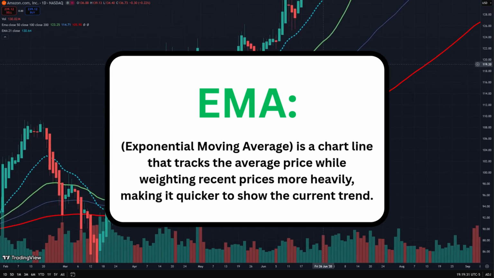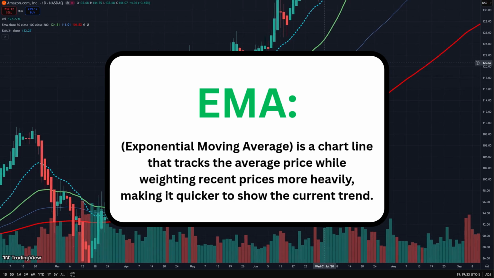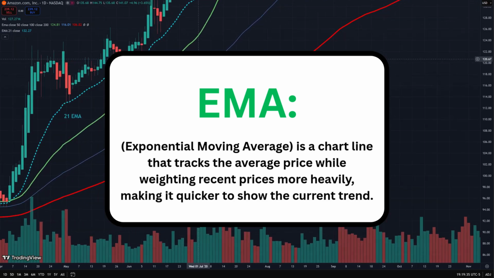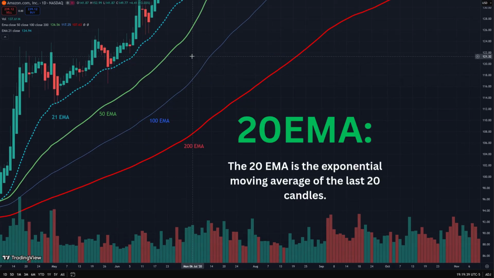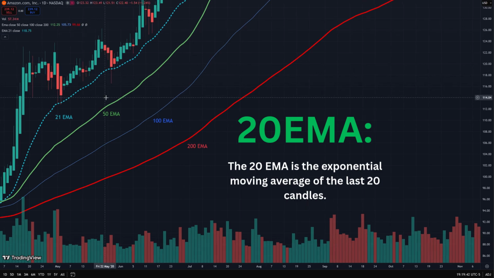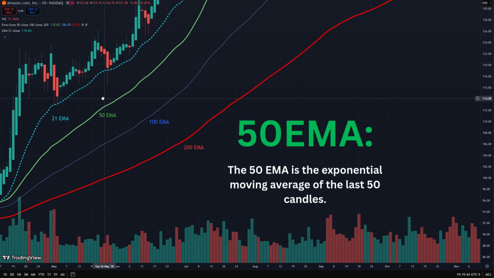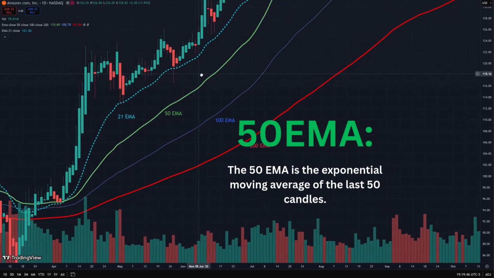What EMA means. EMA stands for Exponential Moving Average. A moving average is simply the average price over a certain number of periods. For example, a 20 EMA shows the average price of the last 20 candles. A 50 EMA shows the average price of the last 50 candles.